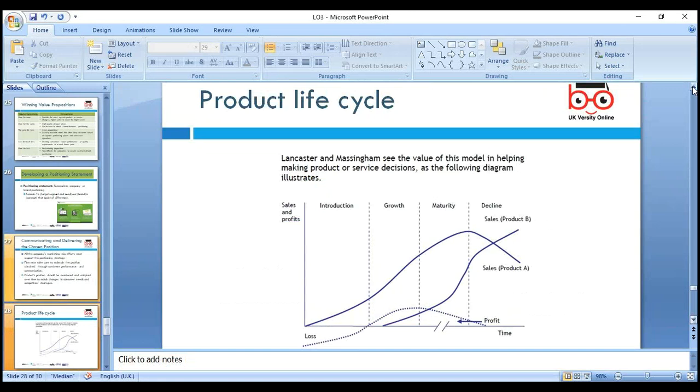According to Lancaster, they mention the value of this model in helping to make product or service decisions. So we need to follow the sales and the profit. The product life cycle is very crucial when we segment the product. When we are segmenting the product, we need to follow the product life cycle and see which stage we are in now: introductory stage, growth stage, maturity stage, or decline stage.